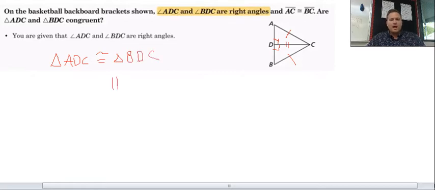That is my hypotenuse leg theorem. My hypotenuse leg theorem right there. They have the hypotenuse, they're right triangles, and they have a leg in common, so my two triangles are congruent.